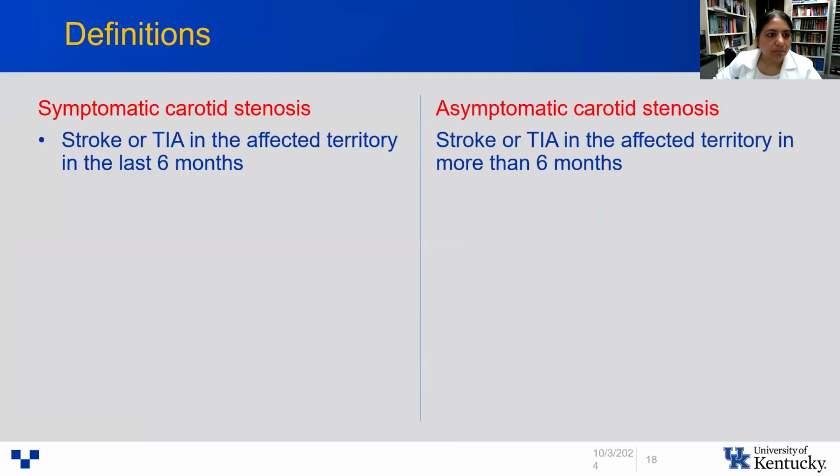So let's go over some definitions. What is symptomatic carotid stenosis and what is asymptomatic carotid stenosis? If a patient presents with a stroke, a transient ischemic attack, or even monocular visual deficits in the vessel affected by significant stenosis in the last 6 months, then this is labeled as symptomatic carotid stenosis. On the other hand, if there have been no symptoms for the last 6 months, and suppose the patient had a stroke in the territory on the side which shows stenosis 1 year ago, we will still call it asymptomatic carotid stenosis. So 6 months is the operative definition here.